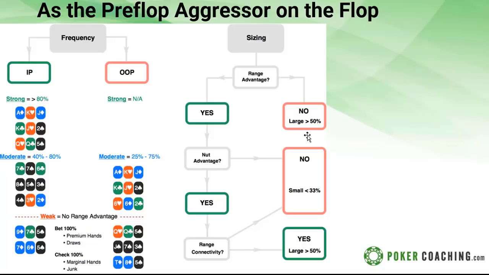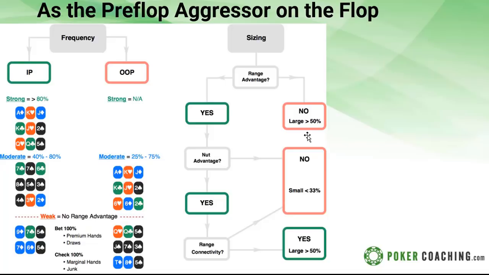Now, what is large? Large sometimes becomes difficult to know. In general, as you get deeper, large becomes bigger and bigger. Usually you're not betting more than the size of the pot on the flop. Usually something like 75 to 85% pot is about the maximum you want to be betting on the flop.